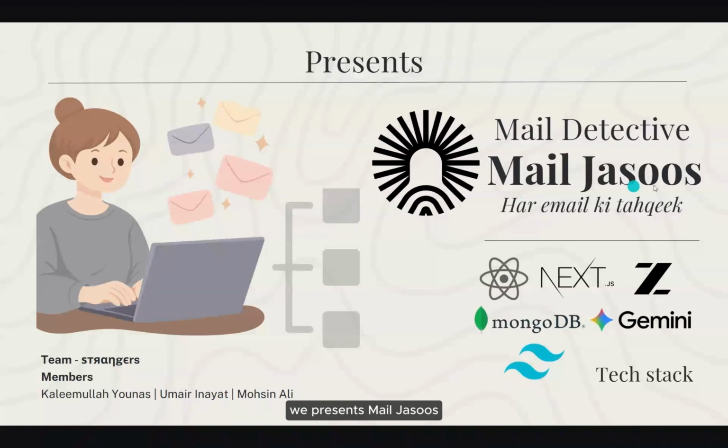We present Mail Jasoos, meaning Mail Detective, an AI-powered email intelligence platform built for students and young professionals. The tech stack is Next.js, React, GLM as a backbone, MongoDB for the database, and Gemini as a fallback system. Now let me show you how that pipeline works.